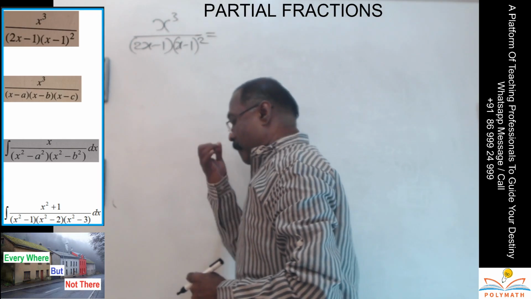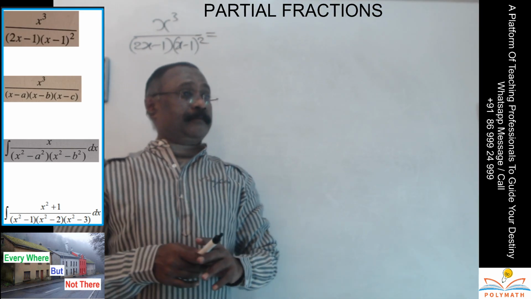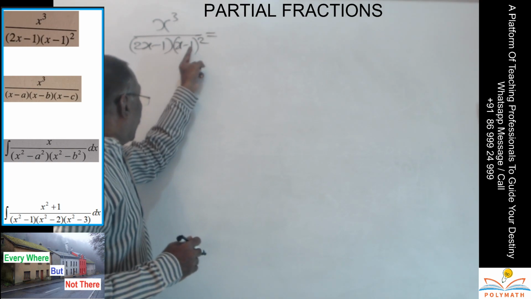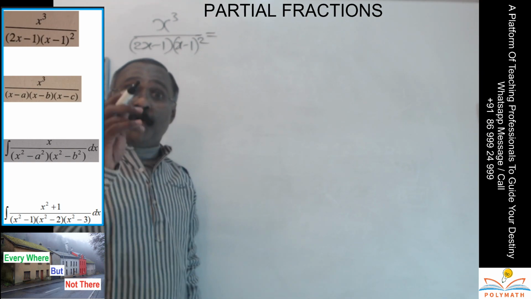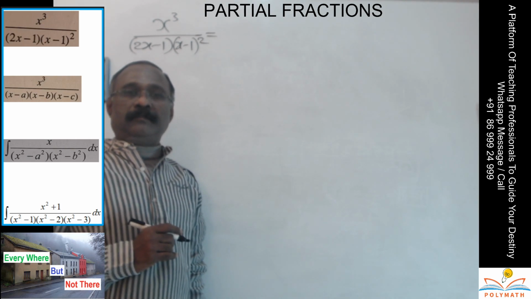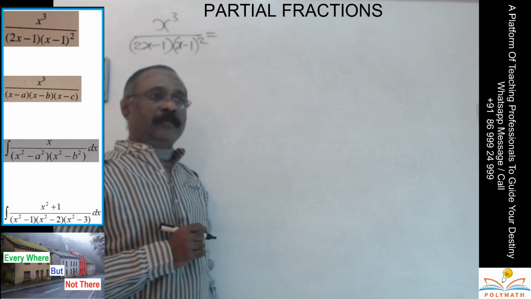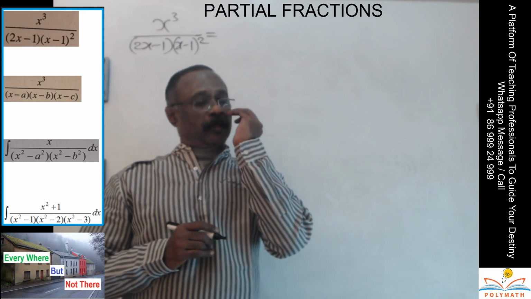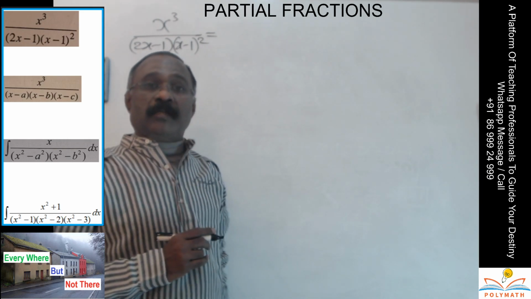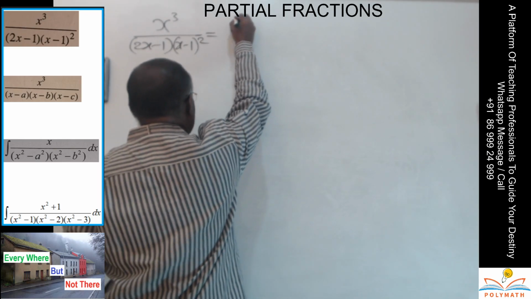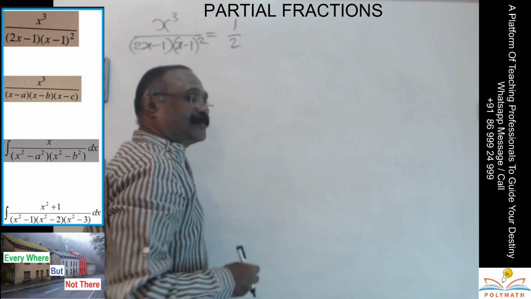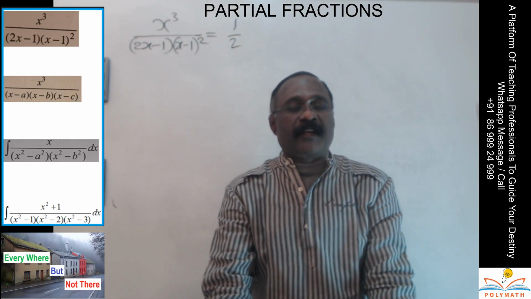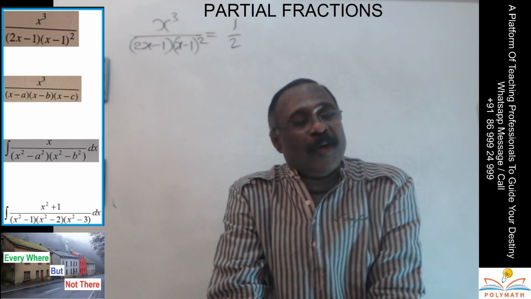Follow this carefully, please. What is the numerator? x cubed. What is the denominator? x square into 2x, that is 2x cubed, don't forget that. The numerator is x cubed, the denominator is 2x cubed. That means the degrees of both the numerator and denominator are the same. So x cubed by 2x cubed is nothing but 1 by 2. You have to apply this technique.